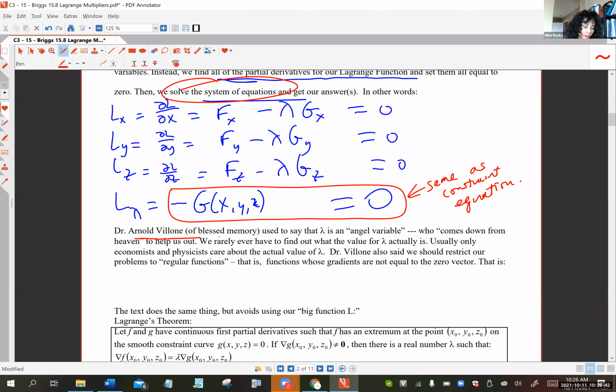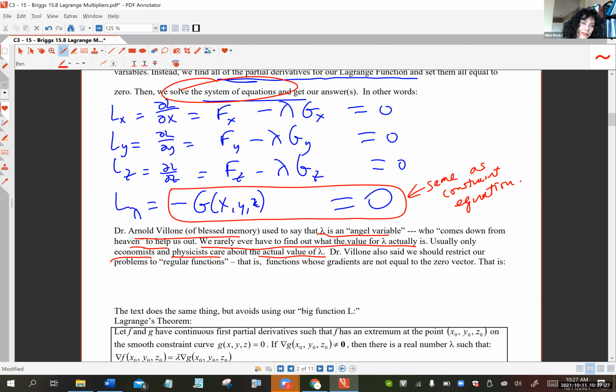Okay, now Dr. Arnold Malone, of blessed memory, used to say that lambda is an angel variable. I love this. The angel comes down from heaven to help us out, and we rarely ever even have to figure out what the value of lambda is. You don't have to solve for it or figure out what value it is. Now, there are some people who actually like to solve for the lambda, which is typically not us. Economists and physicists, when they use the method of Lagrange, which they do, a lot of times care about finding that actual value of lambda. Who knows why? They just do.